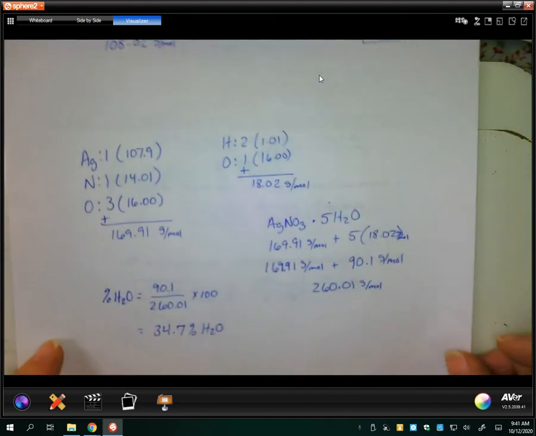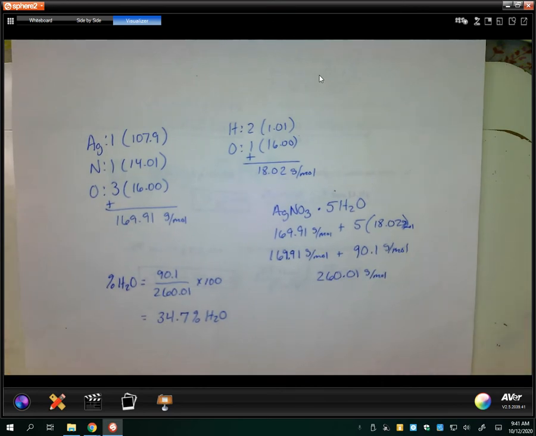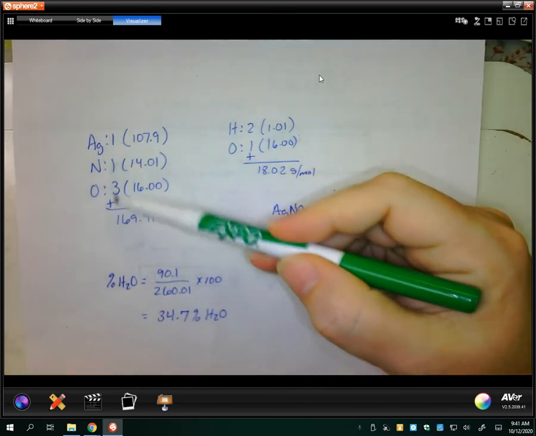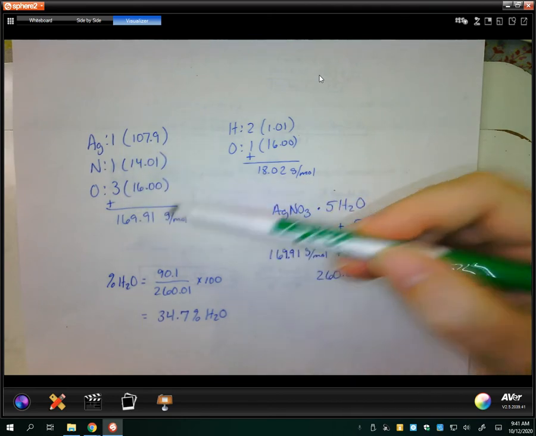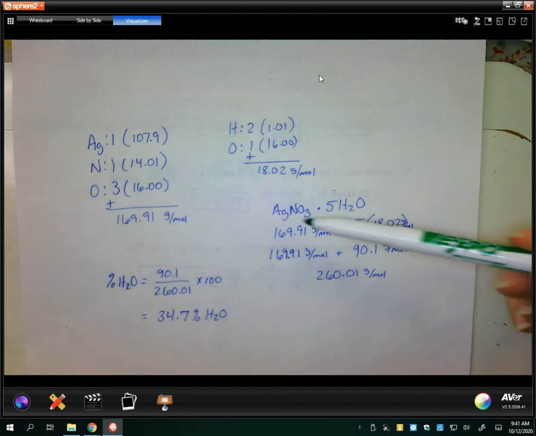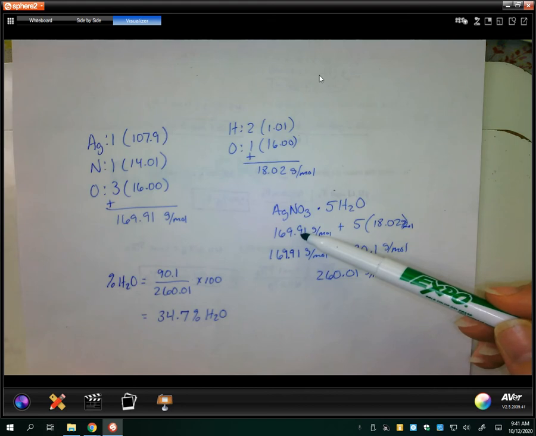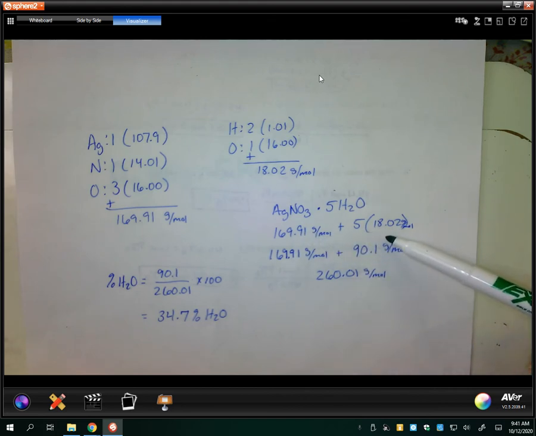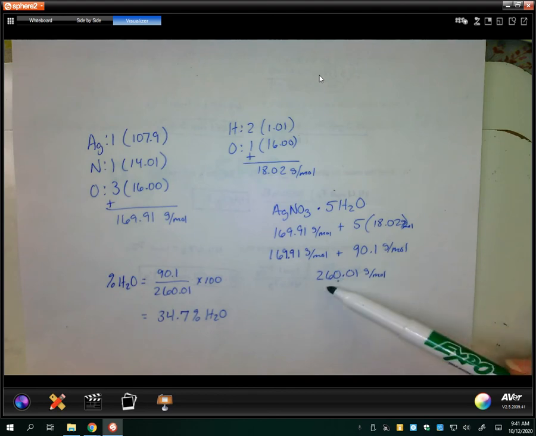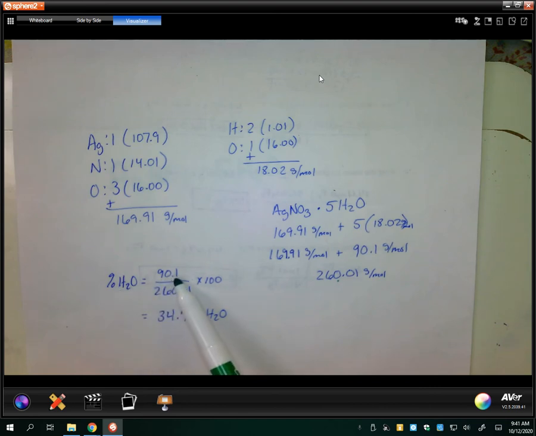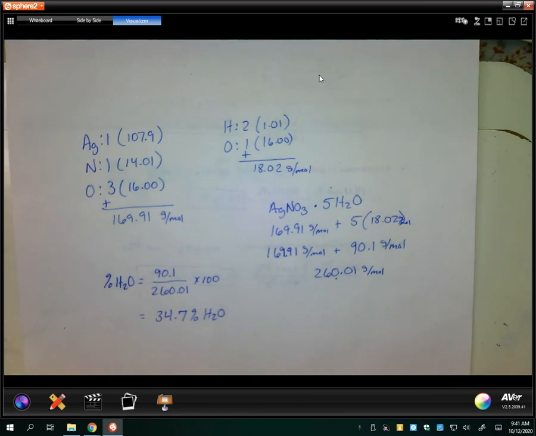Okay, so this is how this one would work out. You have silver nitrate and finding the molar mass of that. Then here is finding the molar mass of water. In silver nitrate pentahydrate, you find the molar mass of the ionic compound, and we're going to add to that the mass of 5 waters. And so the molar mass of the whole compound is 260.01. Then to find the percent water, we're going to take the mass of all the waters, so all 5 of them are 90.1, over the mass of the whole thing that includes the waters, times 100. And for this one, I ended up with 34.7%.